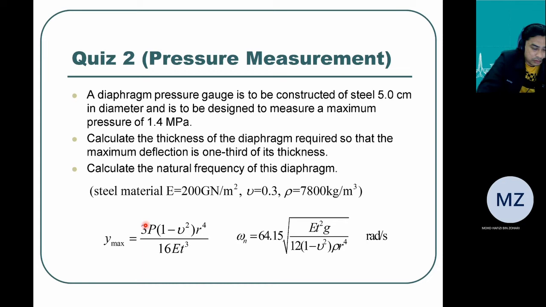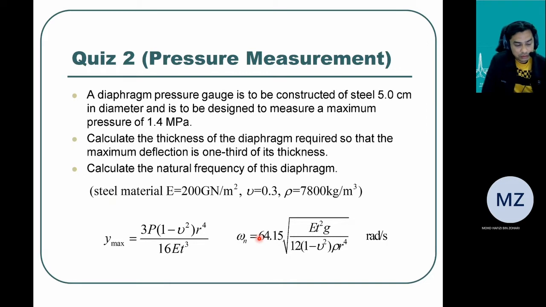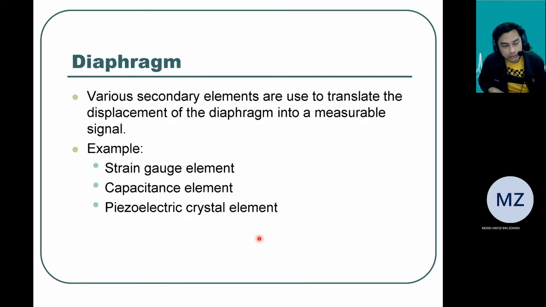All the values inside the equation are given in the question here. So just plug in all the numbers and then you can easily calculate the natural frequency. We need to avoid the natural frequency, so whatever frequency or pressure comes in, we need to make sure that it's lower than this value. So try to calculate this one, and then we discuss the answer. I leave quiz 2 for you to do in your own time.